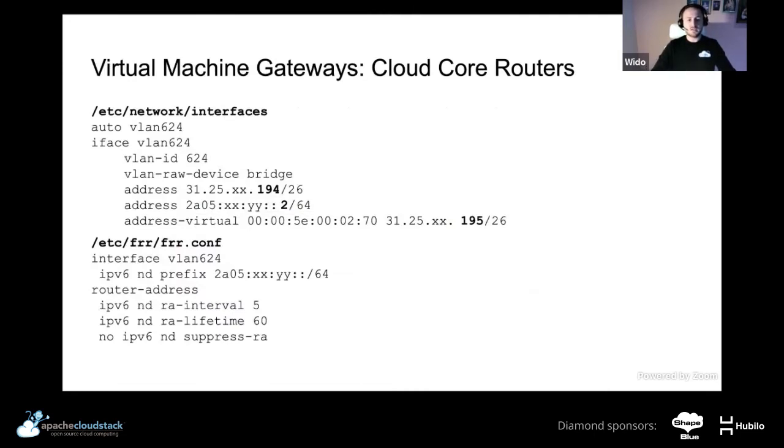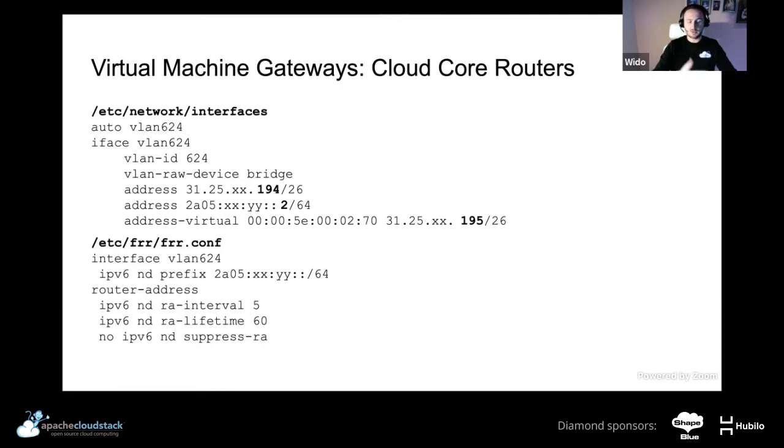But so how do we then configure the gateways on the cloud core routers? Well, if you log into Cumulus Linux, you'll just find it's a Debian CLI, which you get. So in the network interfaces file, in this case, it's called VLAN 624. It's a bit of a Cumulus Linux thing. I have a few links later in the presentation.